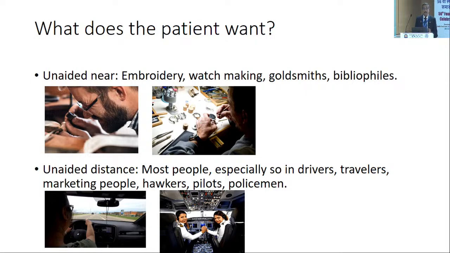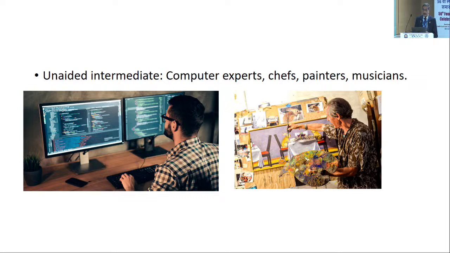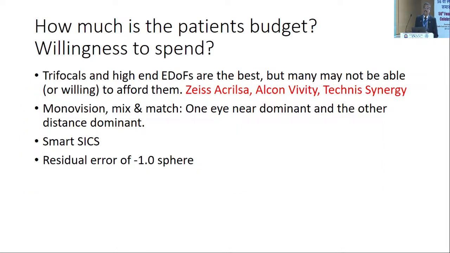But in this, we have to finally first understand what the patient wants. Some patients, like embroidery makers, watchmakers, goldsmiths, bibliophiles, they want better unaided near vision. But most people, drivers, travelers, marketing people, hawkers, pilots, policemen, they all want good unaided distant vision. And there are some, like our computer geeks, chefs, painters, musicians, who want better unaided intermediate vision. So we have to understand first what it is that the patient wants before we recommend the technique and the lens to that patient. And what is also important is how much is the patient's budget?